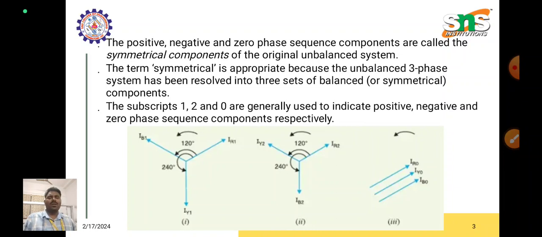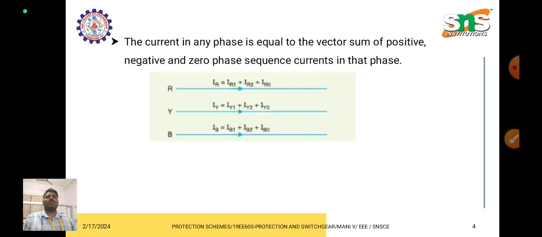Here IR1, IR2, IR0. The 1, 2, 0 indicate the sequence: 1 means positive sequence, 2 means negative sequence and 0 means zero sequence. So it decides whether it's positive, negative or zero sequence. So here, the current in any phase is equal to the vector sum of the positive, negative and zero sequence components in the particular line.